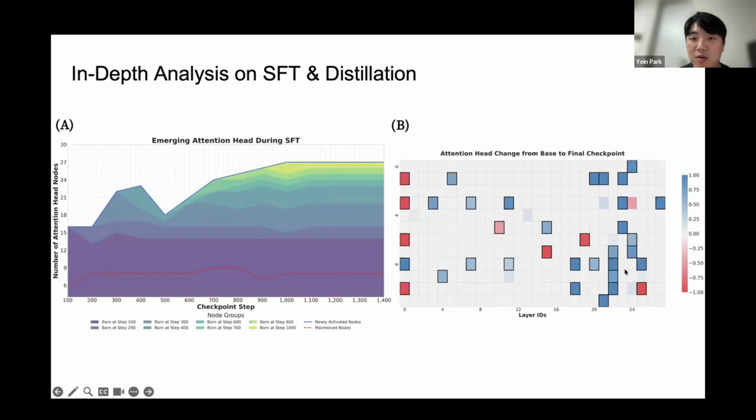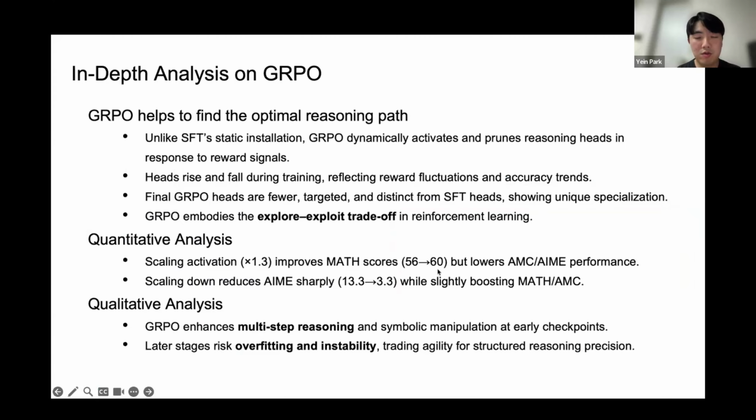And I would like to go to the next one. We go to the next step, GRPO. And GRPO helps to find the optimal reasoning paths. Unlike SFT, they dynamically activate and prune reasoning heads. You can see that SFT was just stacking all the heads as training progressed, but GRPO dynamically activates and then some are pruned, some emergent heads disappear when the checkpoint becomes later.